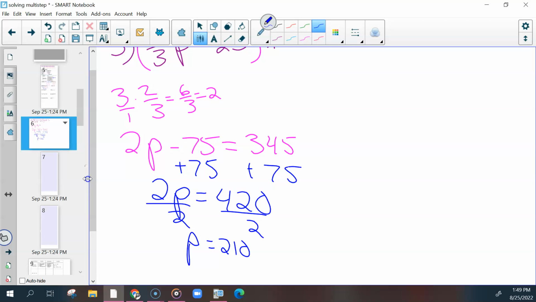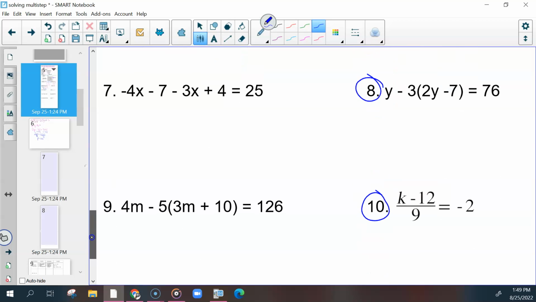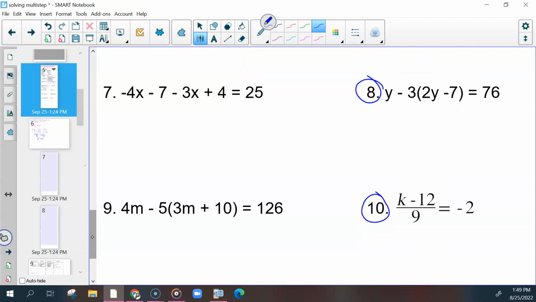Number 6 I'm going to save for next class because that one also has 2 methods, but both methods are a little lengthy and I don't want us to run out of time. So we will move on to 8 and 10. We'll knock those out and then we'll save 6 for next class. Number 8. What do you think we're going to do first?